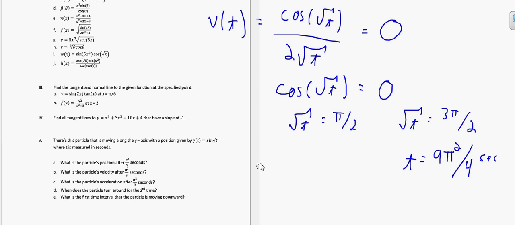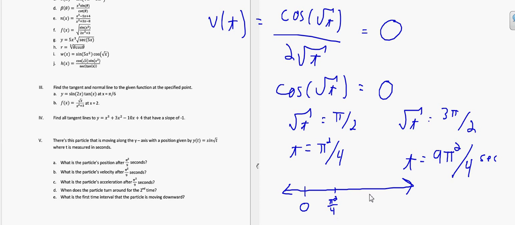And this would be t equals pi squared over 4. You know it turns around there because you would make your number line. You know the time's going to start at 0. It's going to be 0 again at pi squared over 4. And it's going to be 0 again at 9 pi squared over 4.